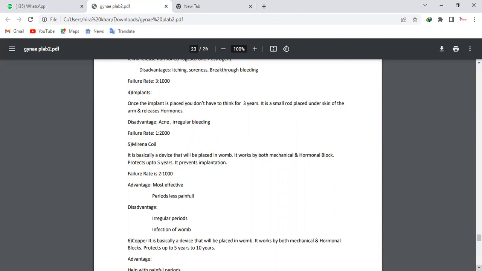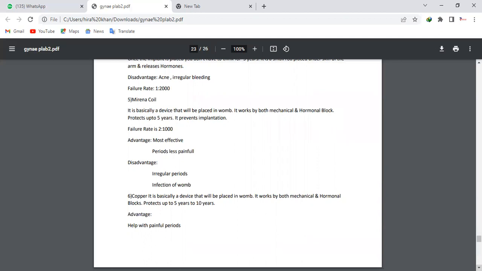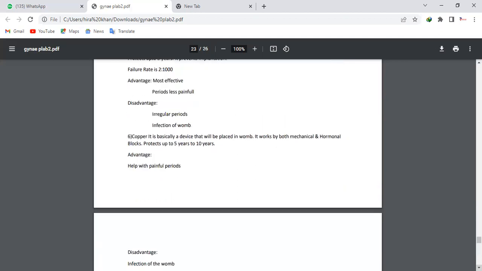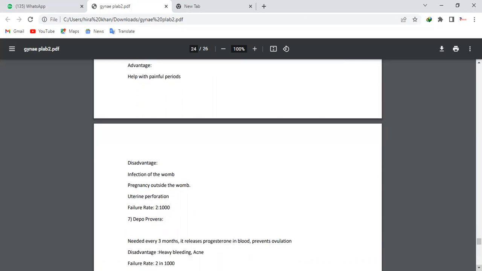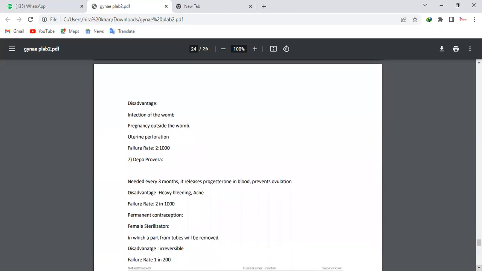And then tell about the copper. Well, there is another one, that is copper. It is basically a device that secretes copper, and it works by both mechanical and hormonal block, and protects for up to 5 to 10 years. The advantage is it will help with painful periods, but the disadvantages are it can cause infection of the womb. If the person gets pregnant, the pregnancy can be outside the womb, and it can cause perforation in the uterus, and the failure rate is 2 in 1000.